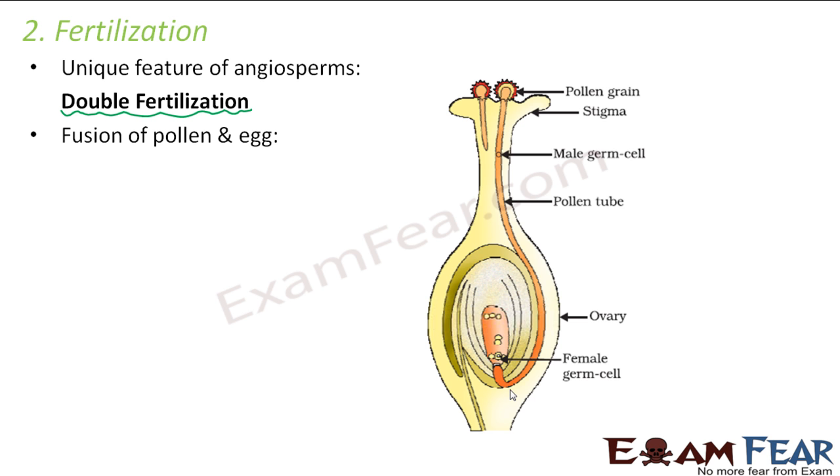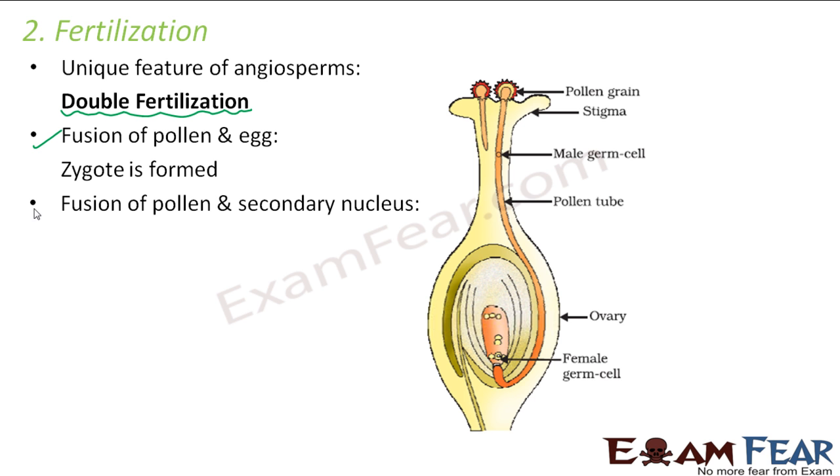What happens to the other male sex cell? Now inside the ovary, if we look at the structure of the ovary, we have one egg cell and we also have a secondary nucleus there. Let us try to see that. Fusion of one male gamete and the egg will result in the formation of the zygote. What will happen to the other male gamete? The other male gamete will fuse with the secondary nucleus which is present inside the ovary, and the result is PEN. What is PEN? It is the primary endosperm nucleus. We will talk about that a little later.